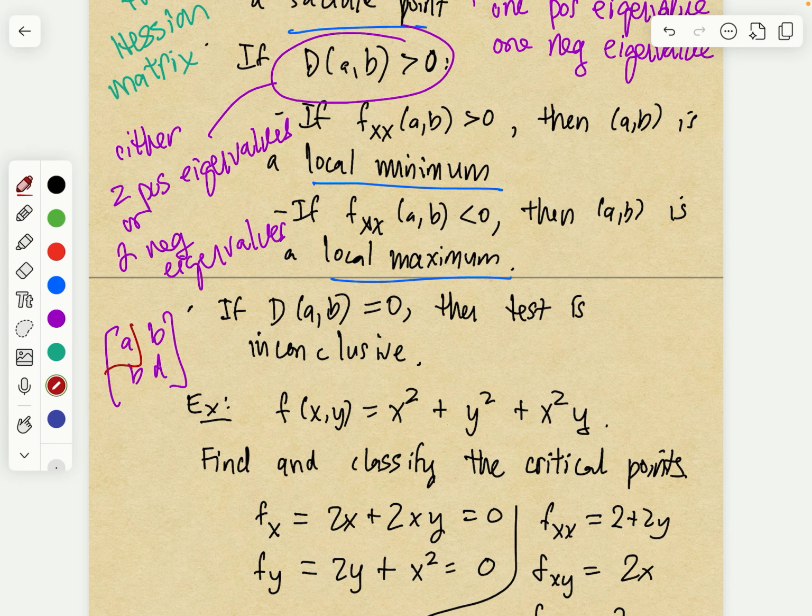And then the inconclusive part: if the determinant is 0, that means that one of your eigenvalues is 0, right? And then if you have one eigenvalue that's 0, your quadratic form could look something like 2u squared, or it could be negative 3u squared, right? So you don't know what you're going to have. So the test is inconclusive.